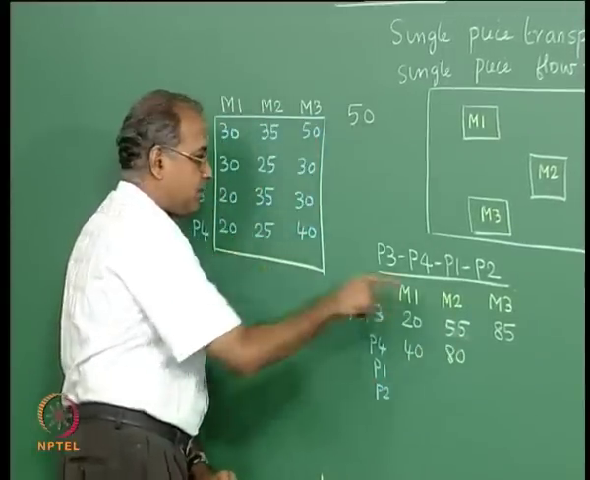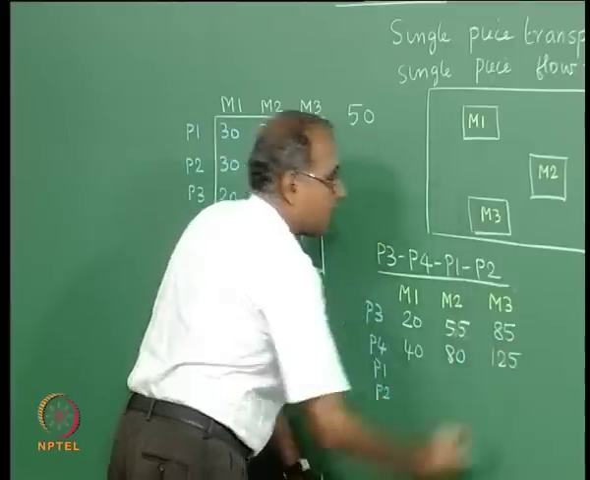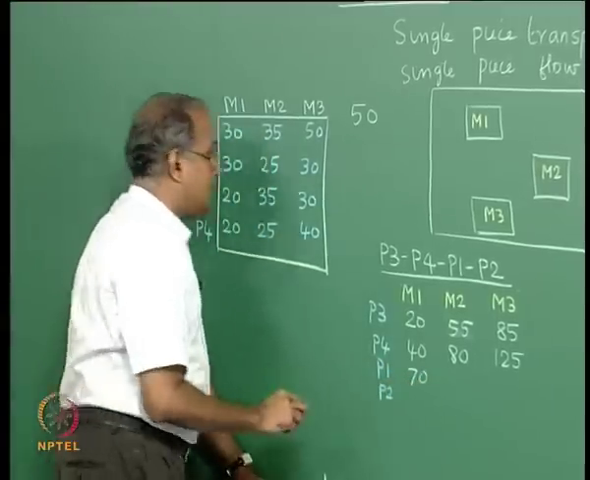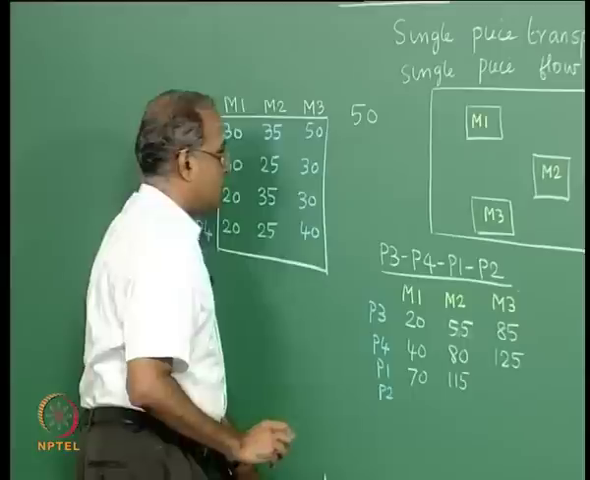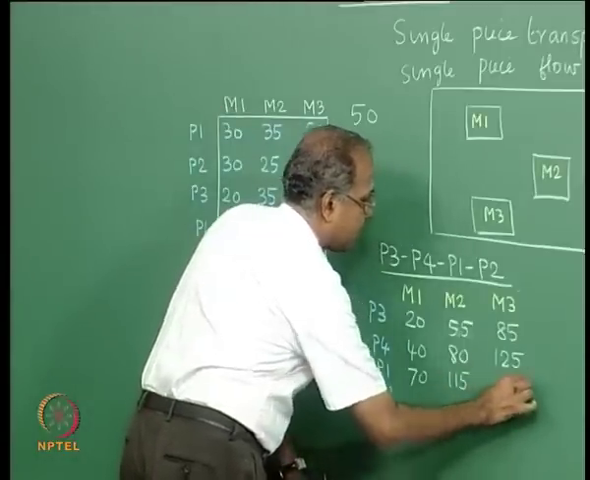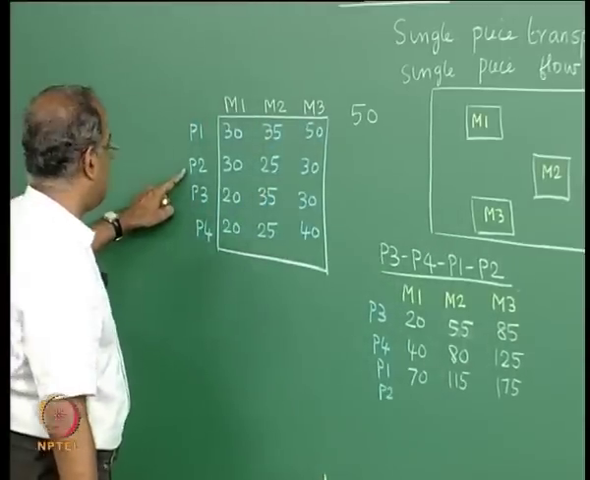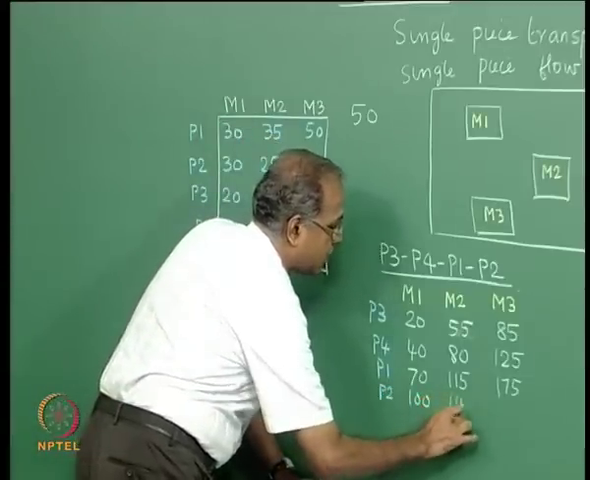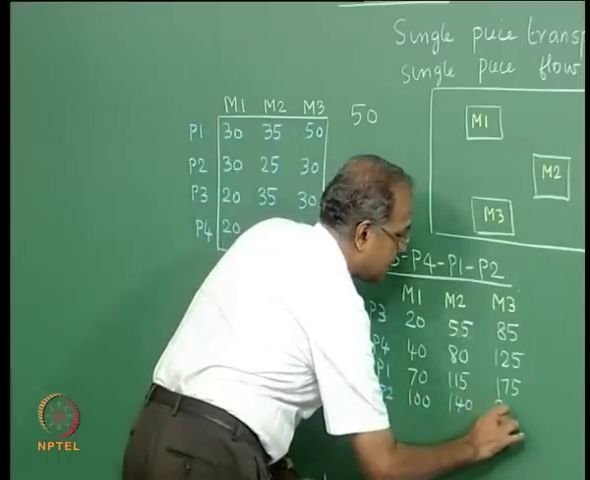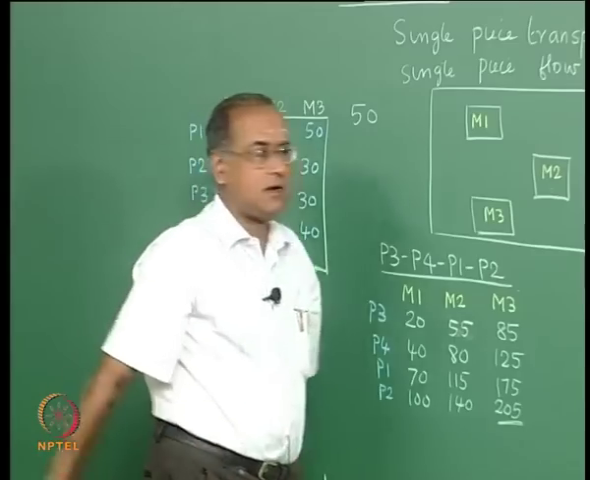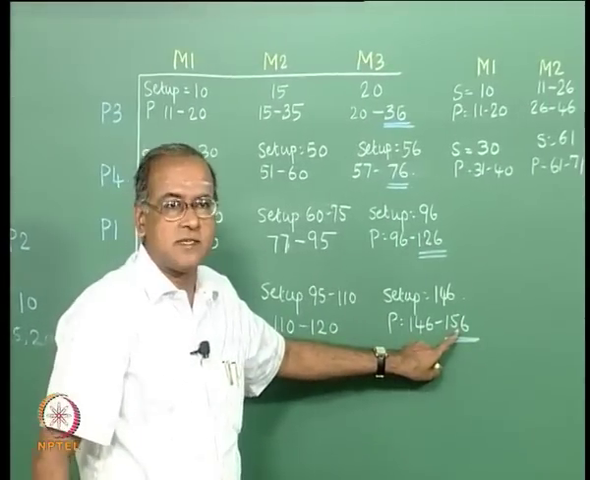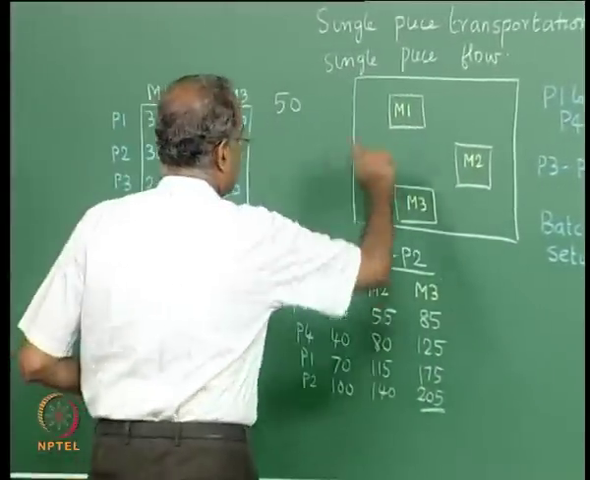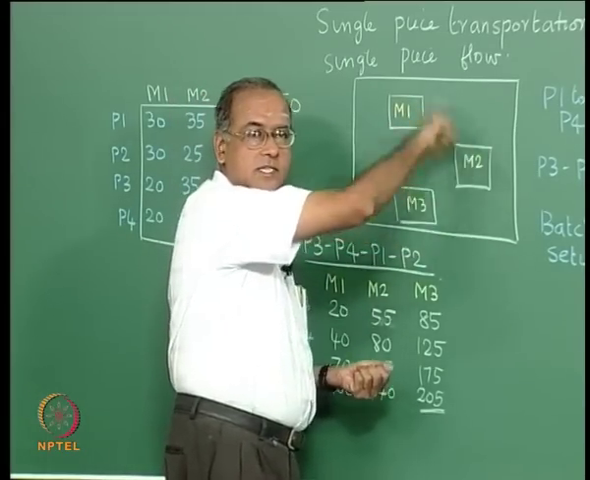60 plus 20 80, 85 plus 40 125, P1 is 30, 40 plus 30 70, 80 plus 35 115, 125 plus 50 175, and P2 is 30, 70 plus 30 100, 115 plus 25 140, and 175 plus 30 205 would have been the make span as against 156 which is the make span. Now, the reason this happened is because of what is called single piece transportation or unit transportation.